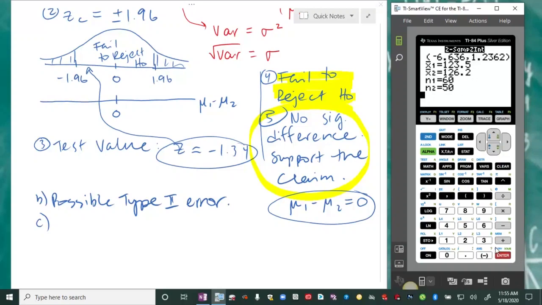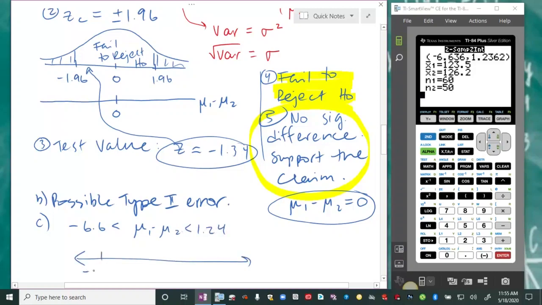So as I look at this confidence interval, if I were to write it, first of all, it would be negative 6.6 is less than mu1 minus mu2 is less than 1.24. On my number line, that would be from negative 6.6 to 1.24. So there's a 95% chance that the difference of any 2 samples that I grab of these sizes fall within this range. So I've got a 95% chance. This is 95% of differences. And it does so happen that 0 lives in that group of 95%.